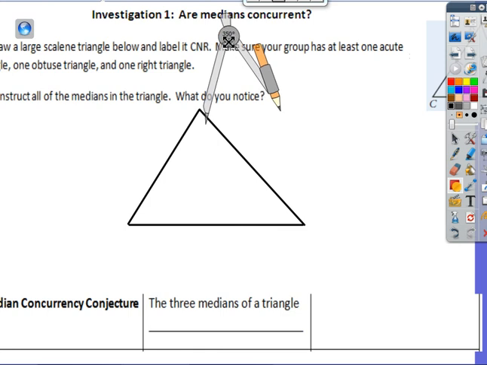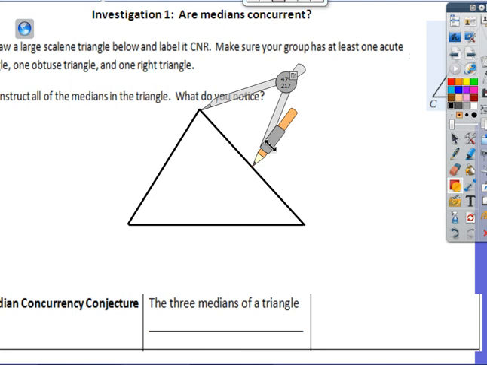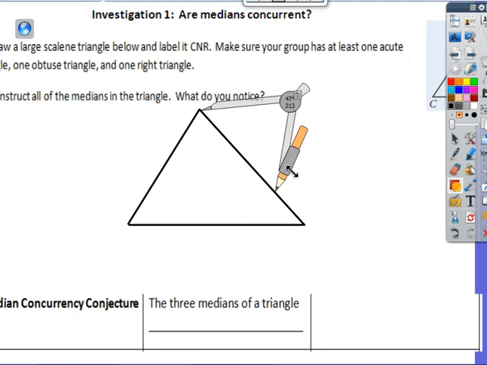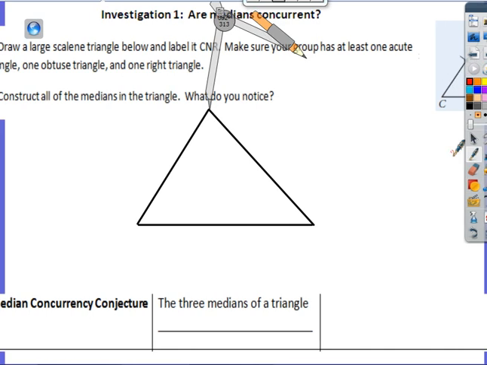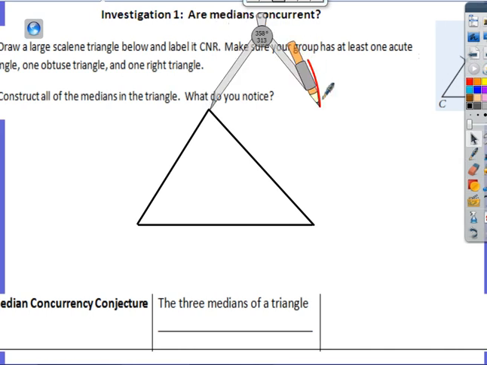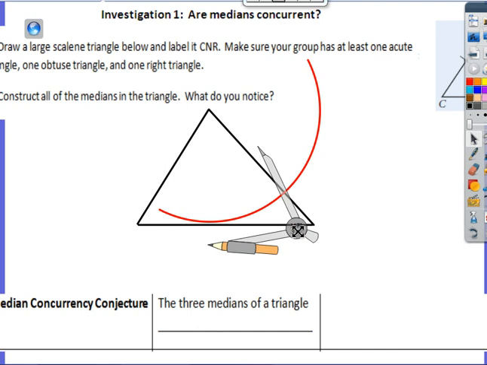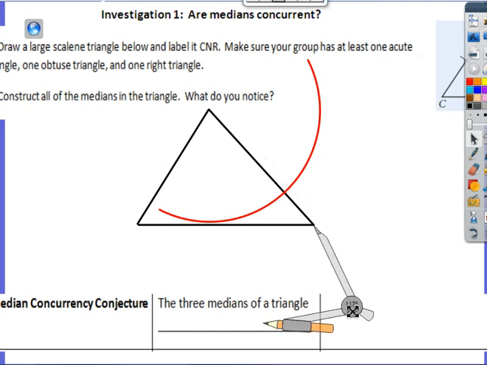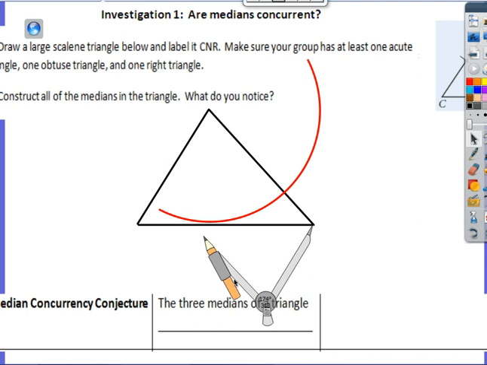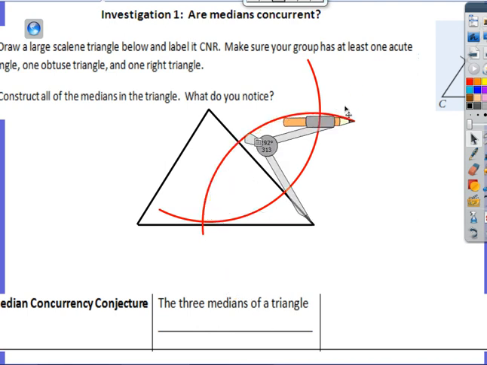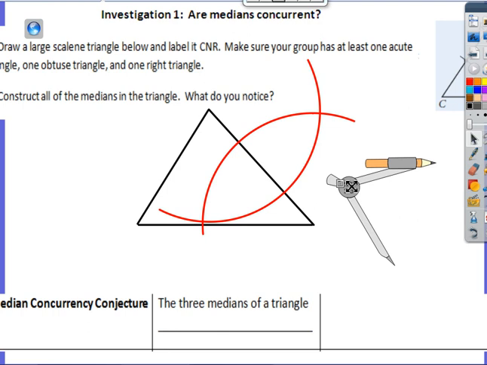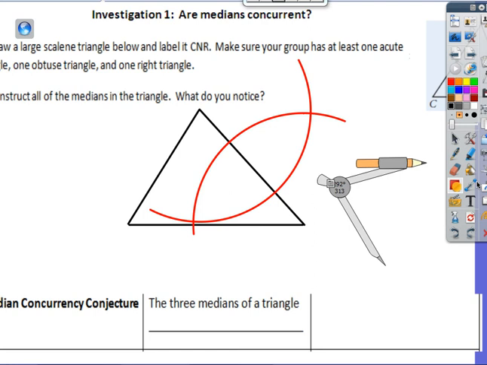So what you do to find a perpendicular bisector, if you remember, is you go over halfway. I'm picking the side that the compass is on right now. You go over halfway, and then you make an arc. And then you go to the other side, the other angle on that side, and you make another arc. Now we're ready to have our perpendicular bisector. And what you do is you connect the 2 points.